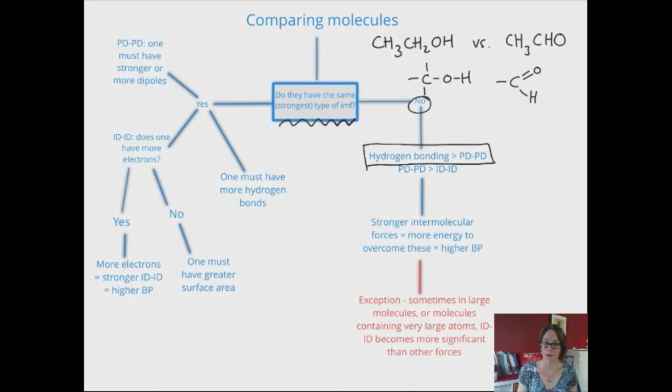Hydrogen bonding is stronger than permanent dipole, and therefore ethanol has the higher boiling point because stronger intermolecular forces require more energy. Don't forget to link the strength of the intermolecular force with the energy, and this relates it to the boiling point.